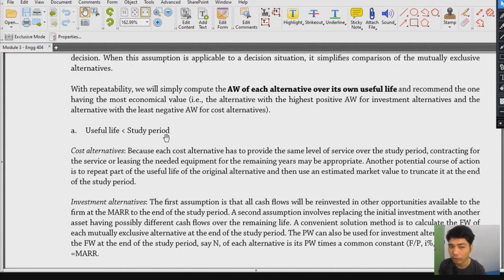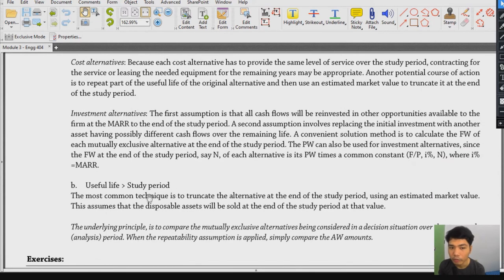So ito yung two cases, nasabi ko na rin to before pero let's just reiterate. Yung useful life is less than study period for case A. So yung cost alternatives yung usually na ko-consider, tsaka yung investment alternatives for this. And then for the useful life greater than study period, the most common technique dito is to truncate the alternatives at the end of the study period. So, halimbawa, ito yung time frame, pero yung cash flow or useful life mo is nag-exceed dyan. So, what you will do here is to truncate this para magkaroon lang tayo ng certain distances dito na magkakasakto, pero same lang din yung number of periods mo.